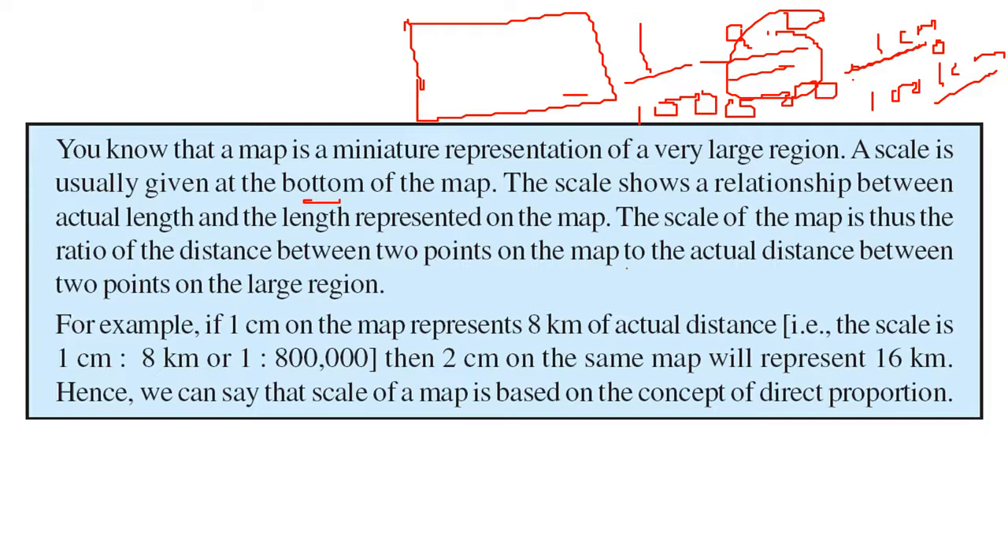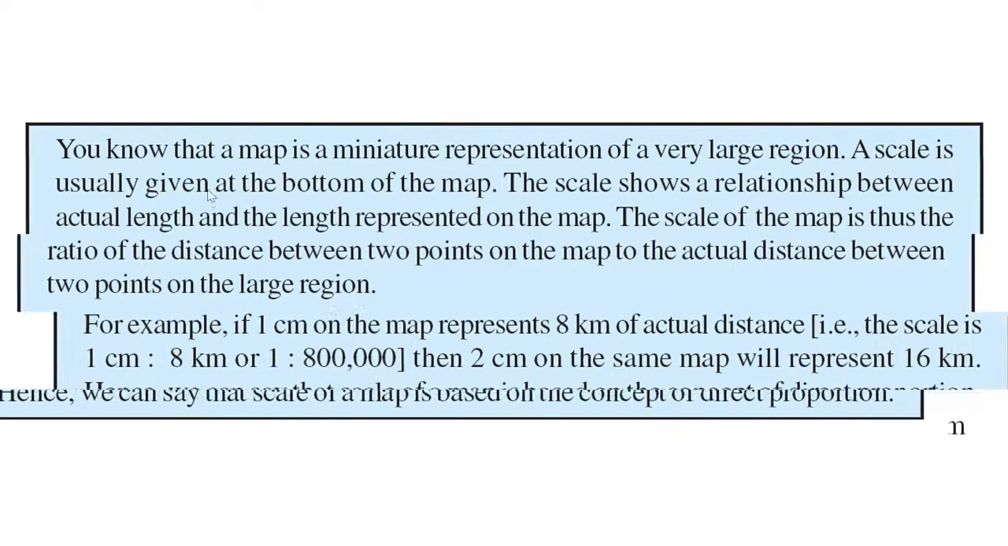So for example, if 1 centimeter is mapping 8 kilometers, you can convert it into meters or centimeters, the way you want. It will be 1:8 kilometers, and because this is centimeter, you have to convert this into centimeters. That is why it is 1:800,000. This is just an example.